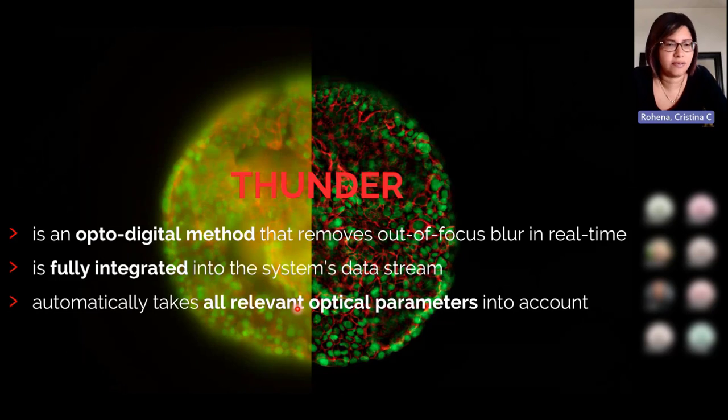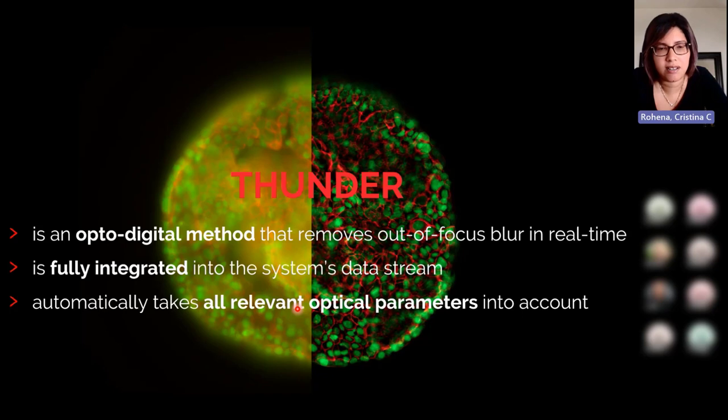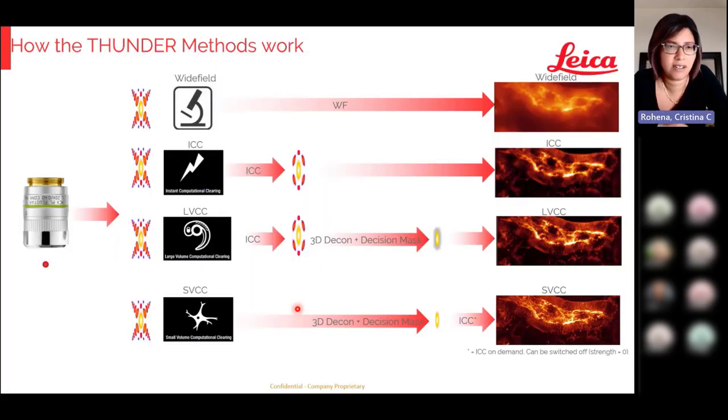So what is Thunder itself? Thunder is an optodigital method that removes out-of-focus blur found in traditional wide field imaging in real time. It is actually fully integrated into the system's data stream, and it automatically takes all the relevant optical parameters of your system into account. If we dig a little deeper into how these Thunder methods work, I can better illustrate this with this graphic here.